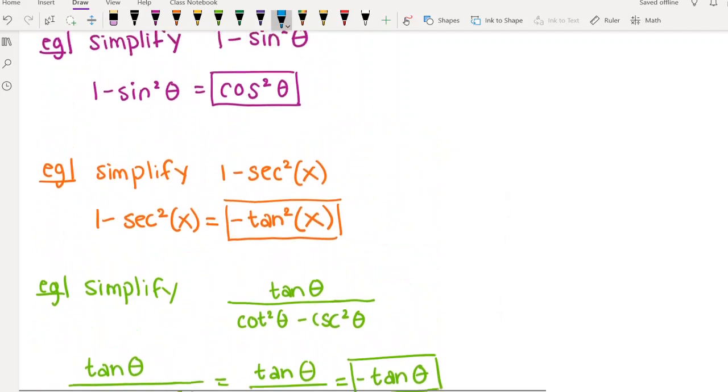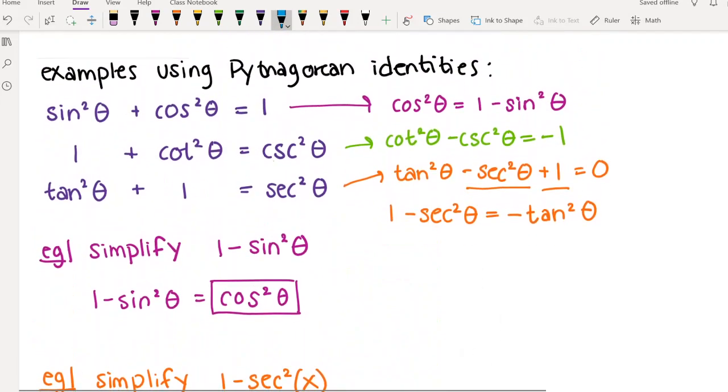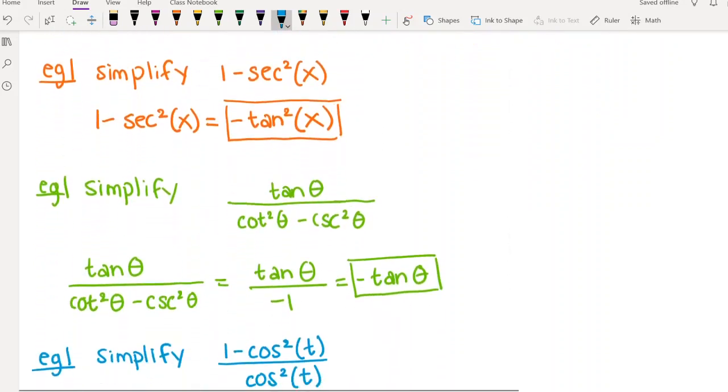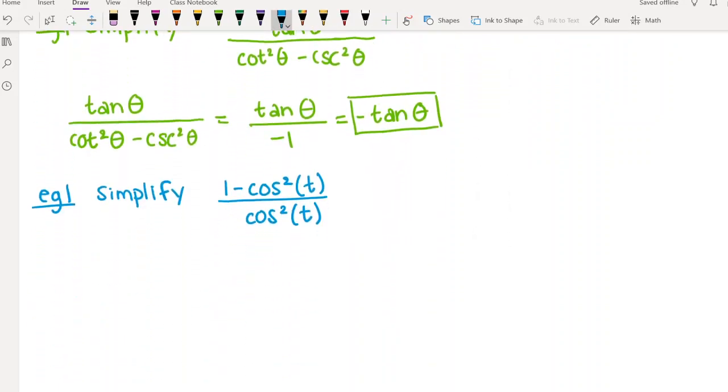So if we go up to our Pythagorean identities, we have 1 minus cosine squared in our expression, and I'll write that down here as well. If you were to take this and subtract cosine squared from both sides, we would get sine squared of theta is equal to 1 minus cosine squared of theta. So that tells us that where we have 1 minus cosine squared of theta, we can replace that with sine squared of theta.